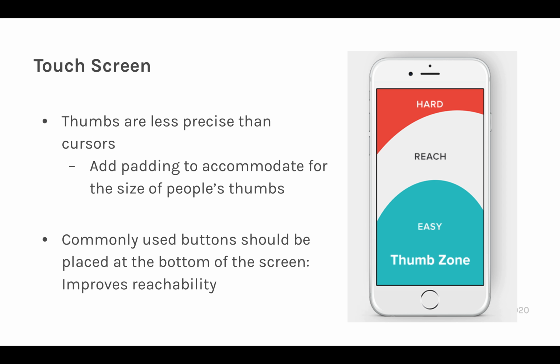Well, one, our thumbs are less precise than cursors. So for anything that's in the easy thumb zone, I suppose is what we're calling it, you want to make sure there's a generous amount of space to accommodate people's thumbs, to be able to hit those UI elements and call to action elements much more easily. And these should definitely be placed at the bottom of the screen to improve reachability.